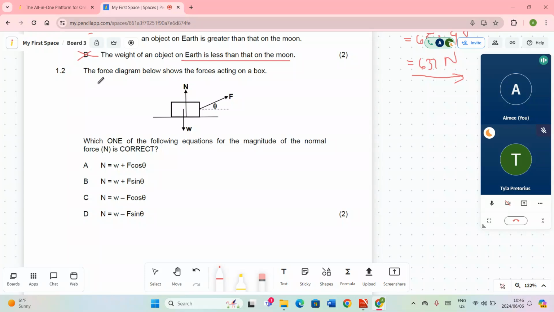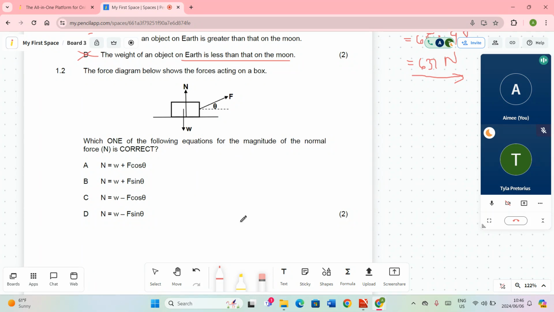Okay, the next question says the force diagram below shows the forces acting on a box. So we've got normal force, we've got weight, and we've got an applied force at an angle of theta. So it says which one of the following equations for the magnitude of the normal force, or N, is correct?